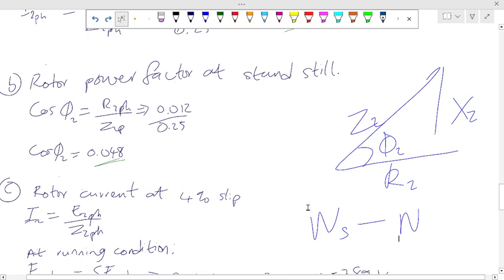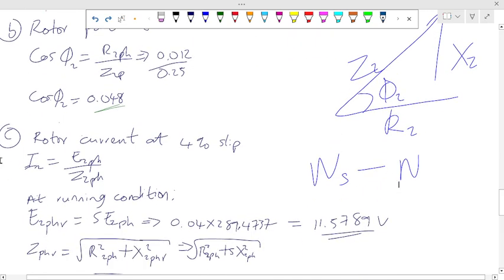Stator field speed, let me say it that way, and a rotor speed. This difference is the slip. And for us to have slip, it means the motor is what? Running. Okay? So, of course, the same formula comes in again, but at running condition.